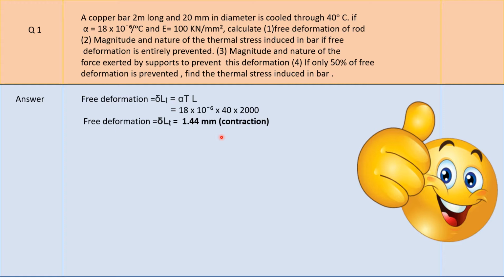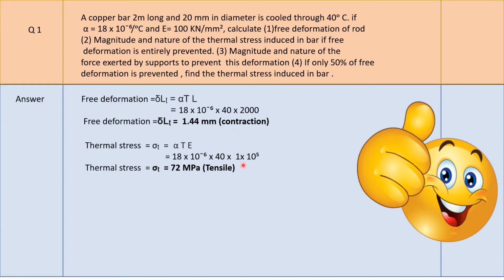Now let us calculate the stress induced in the bar. The thermal stress sigma T will be equal to alpha into T into E. Alpha, the coefficient of thermal expansion given, is 18 into 10 raised to minus 6, T, the change in temperature, is 40, and E given is 100 kilonewton per mm square. In Newton it will become 1 into 10 raised to 5 Newton per mm square. Take the calculators in your hand and do the calculations. 18 exponential minus 6 into 40 into 1 exponential 5. You will get the answer 72.